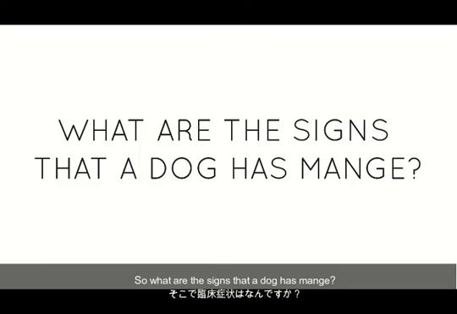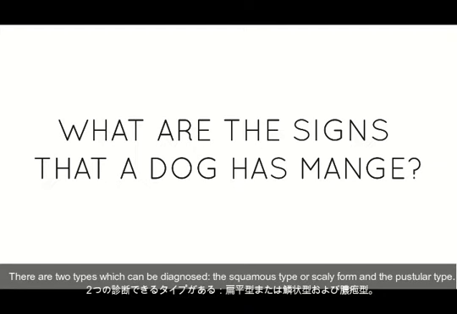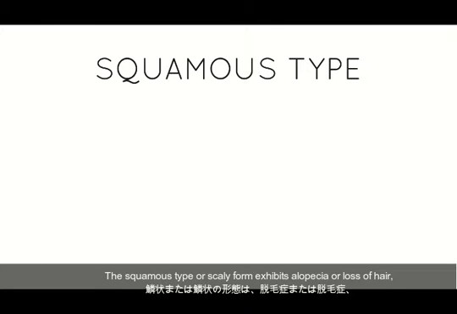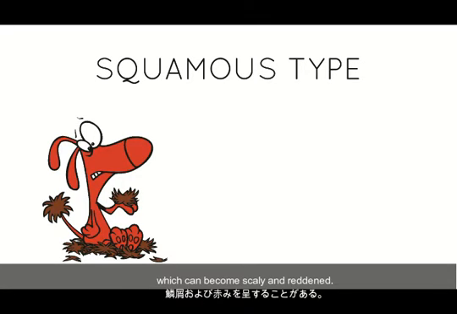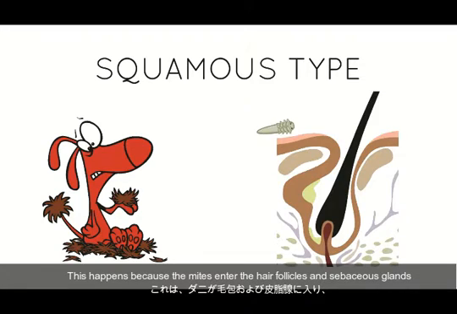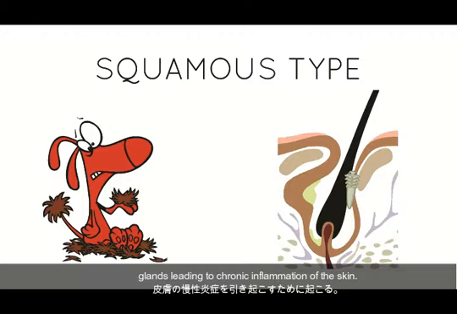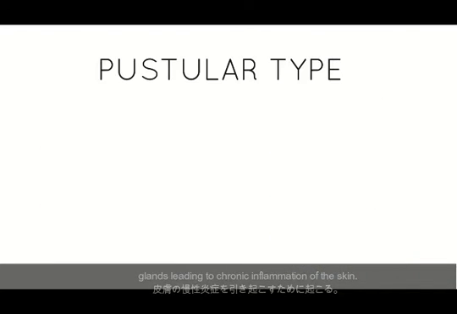So what are the signs that a dog has mange? There are 2 types which can be diagnosed: the squamous type or scaly form, and the pustular type. The squamous type or scaly form exhibits alopecia or loss of hair and thickening and wrinkling of the skin, which can become scaly and reddened. This happens because the mites enter the hair follicles and sebaceous glands, leading to chronic inflammation of the skin.